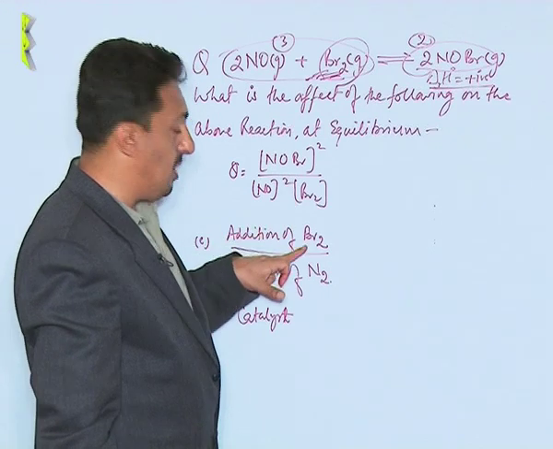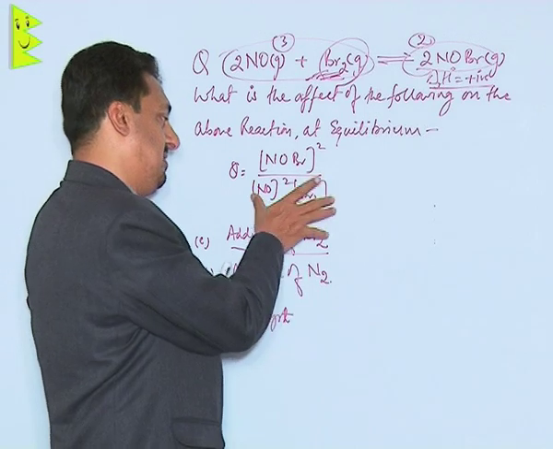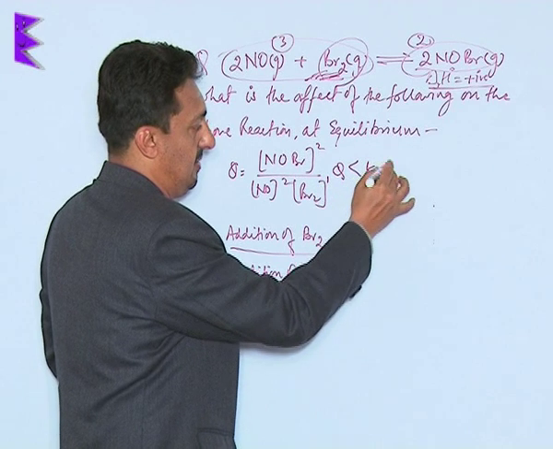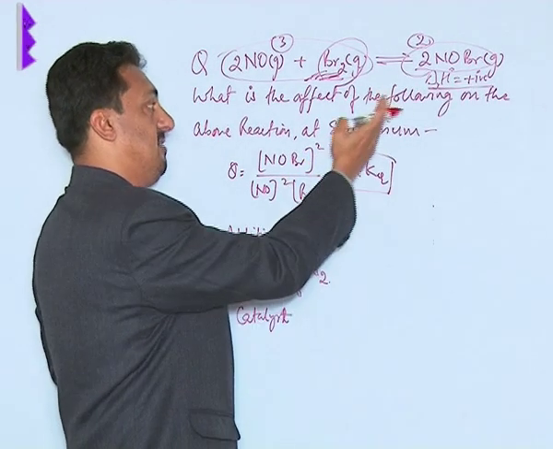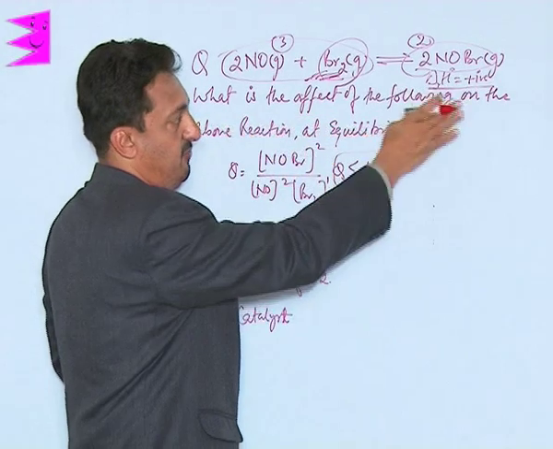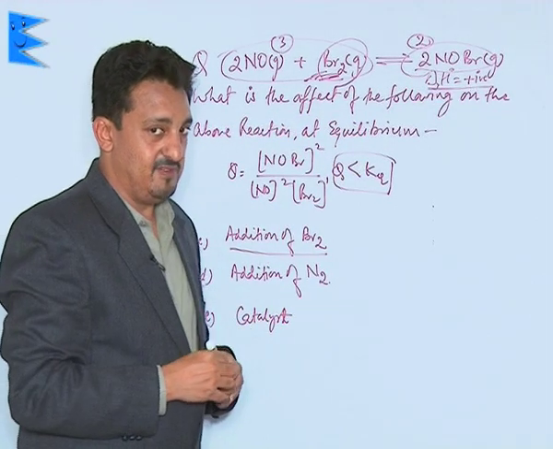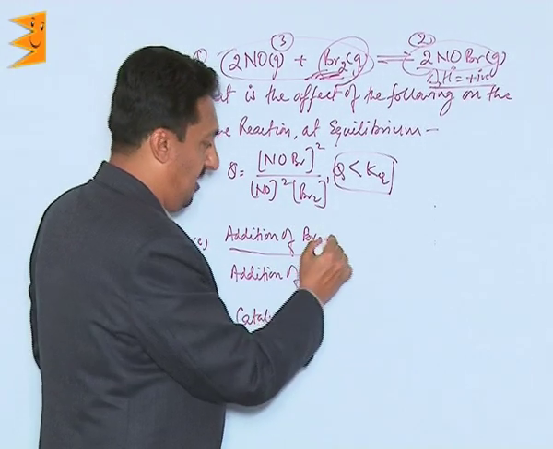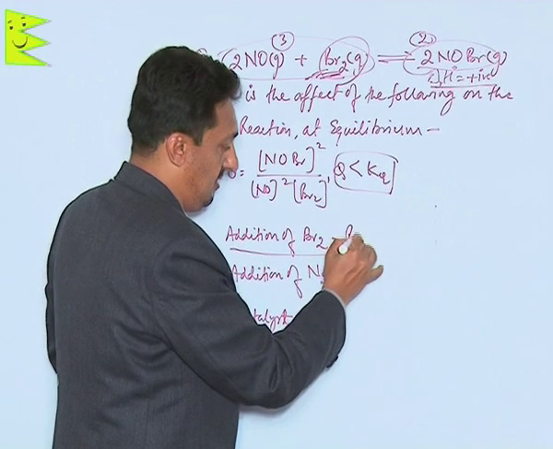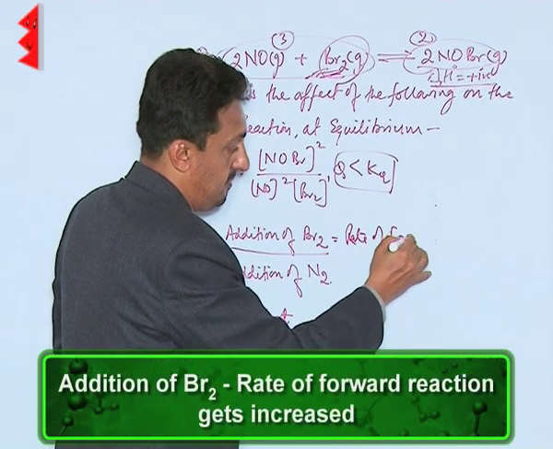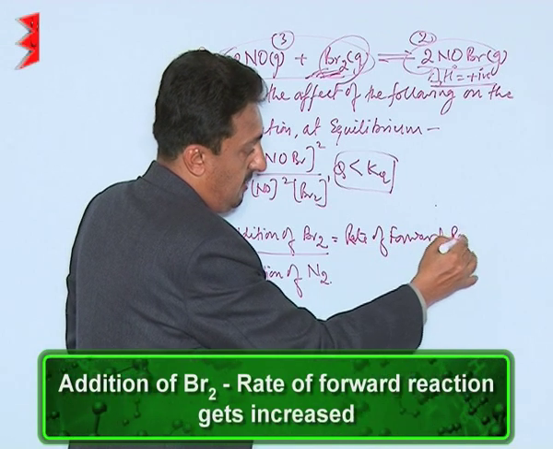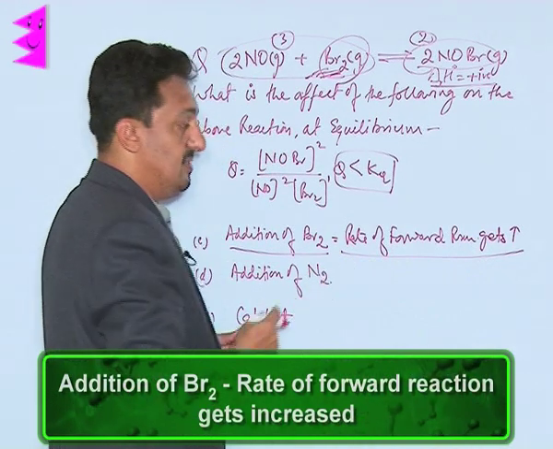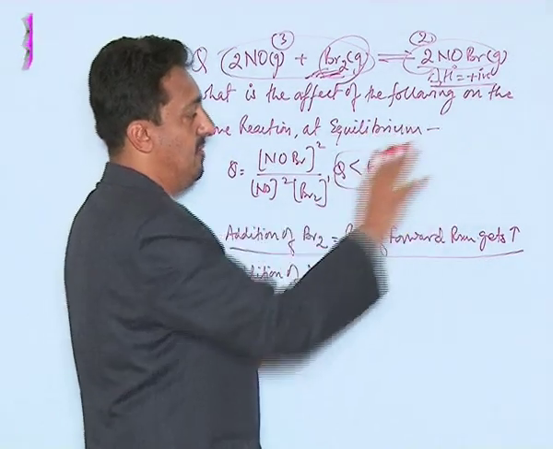Now if more amount of bromine is added, the denominator will become bigger. So what we find is that Q will become lesser than K equilibrium. So in order to neutralize this, it moves in the forward direction. And we know from Le Chatelier's principle, in any case, when the addition of reactants is done, the rate of forward reaction gets increased. Therefore, the system moves, or the equilibrium shifts, toward the forward side.